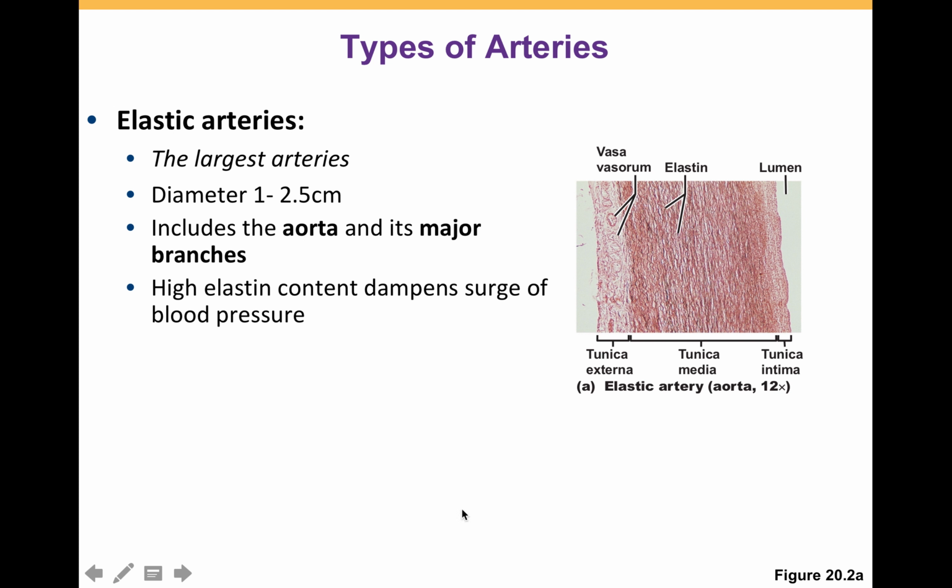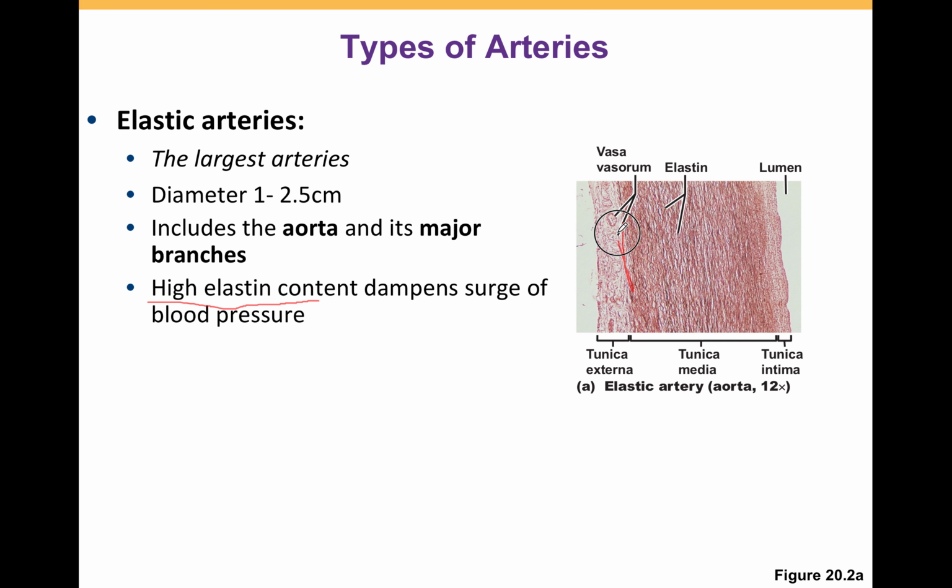Notice that a key difference between this type of blood vessel and the other ones mentioned is the high level of elastin, which are basically elastic fibers that are present inside the wall of the elastic arteries.